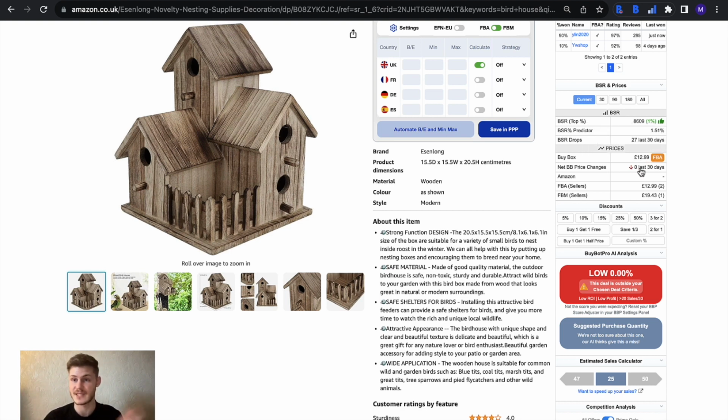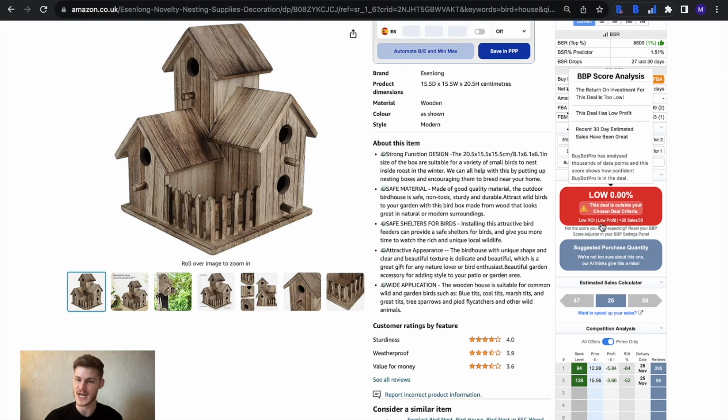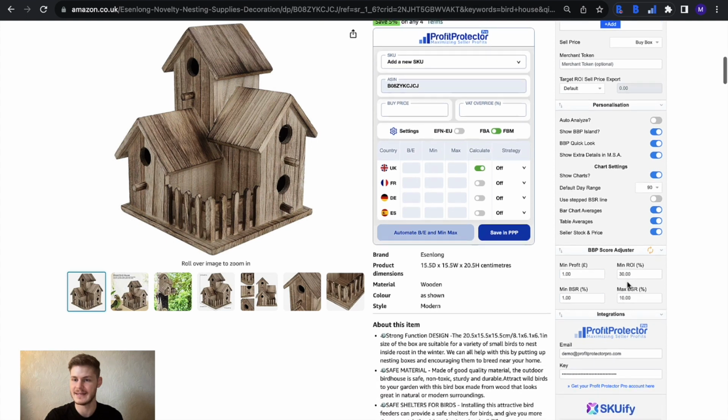Obviously on this particular listing it hasn't changed at all, but then an important thing to check is the confidence score. So this is what BuyBotPro thinks of the product, and it tells you what it is thinking as well. So the ROI is way too low, it's got low profit, but the recent 30-day estimated sales have been great. So in terms of sales, this item has been selling, but obviously this does not meet our confidence score criteria, which you can set in this section of BuyBotPro.